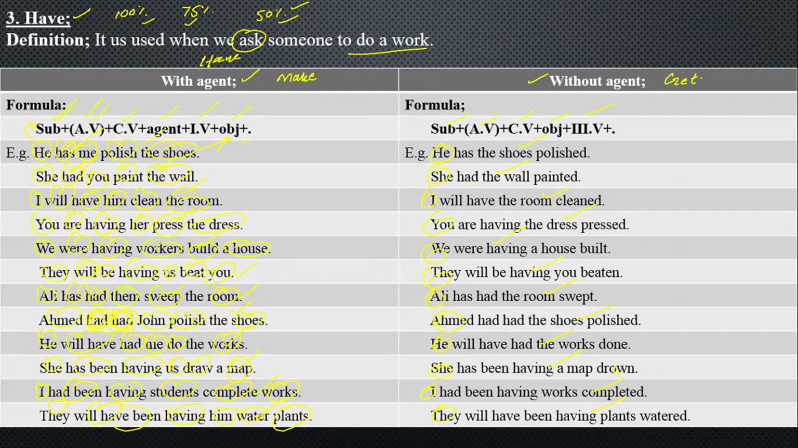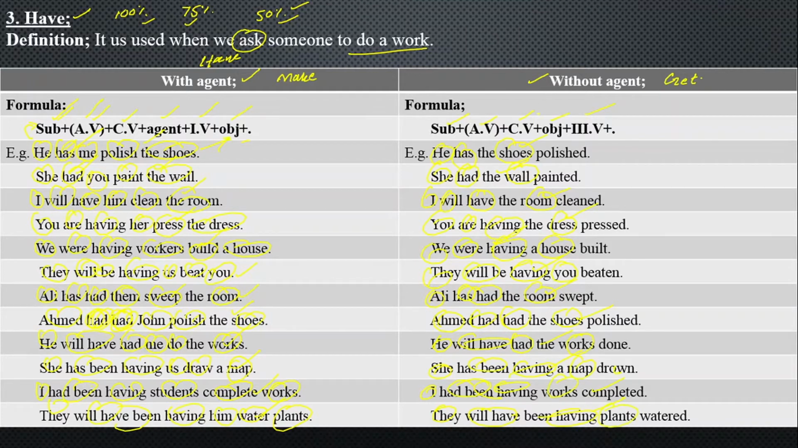And in causative verb without agent, we have got first auxiliary subject. As I mentioned here, I circled them. And after that, your auxiliary verbs are will, are, were, will be, has, had, will have, and has been, had been, will have been. And your causative verbs are has, had, have, having. And your object is shoes, wall, room, dress, house, you, workers, map, works, and plants.